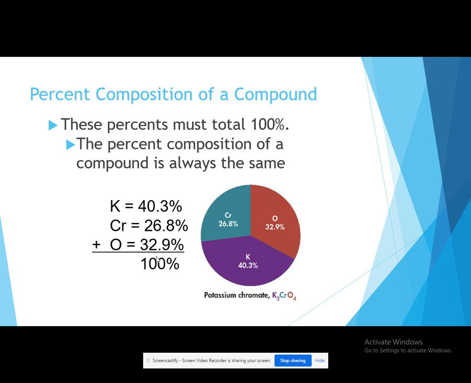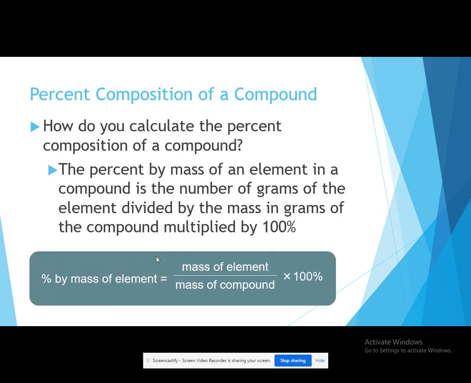And the percent composition for a compound is always going to be the same. So when I say potassium chromate, it's always going to have this percent composition. If I find it for water, water is going to have a different one than potassium chromate, but all water is going to be the same. So let's get into how to find it.